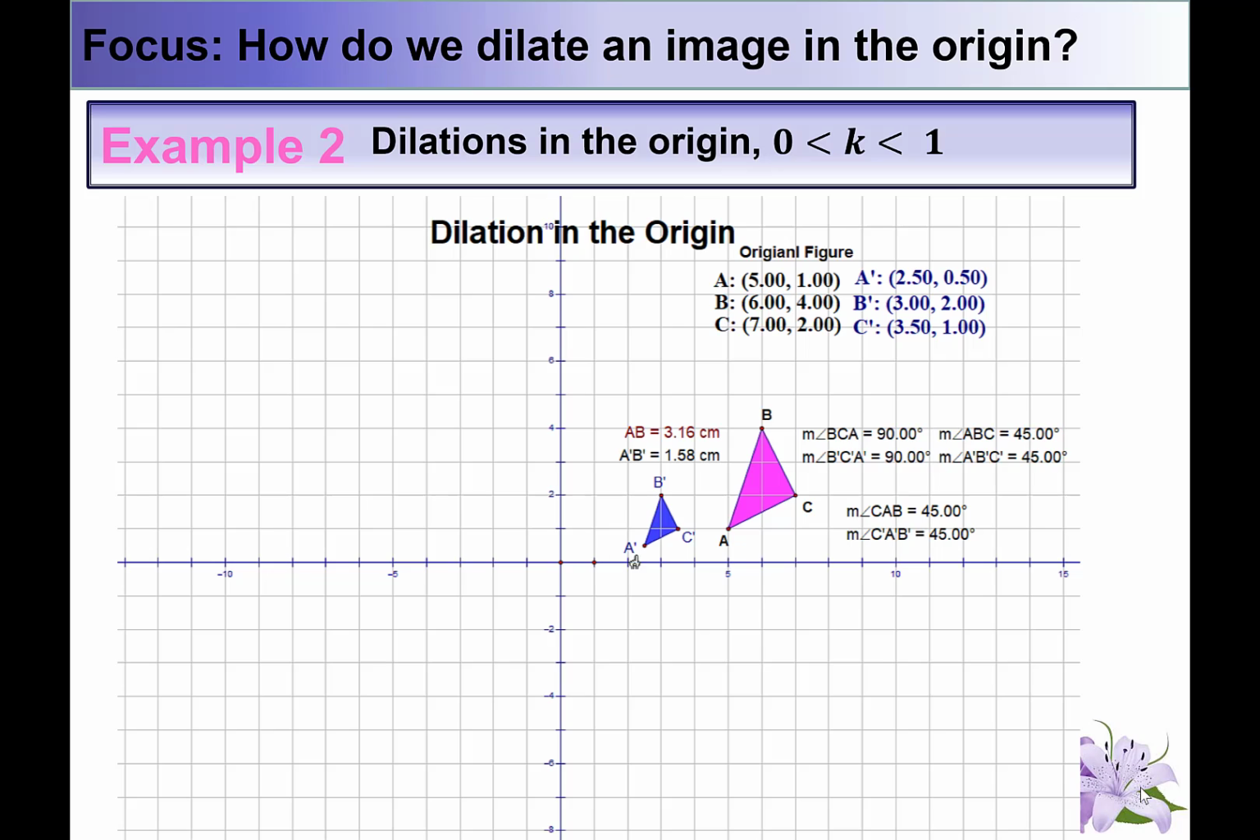Now, the cool thing that we can do here with the program that I'm using is that I can grab any of these coordinates and I can move them. I'm just going to move this out of the way. So if I grab the pre-image and I move this coordinate, look what happens. All of the angles are changing. Notice they're staying the same though. The angles in the original image and then the dilated image.